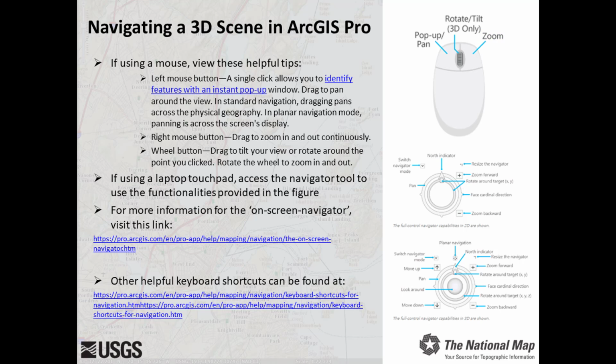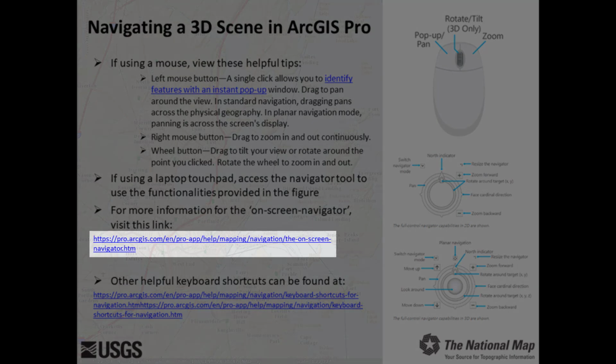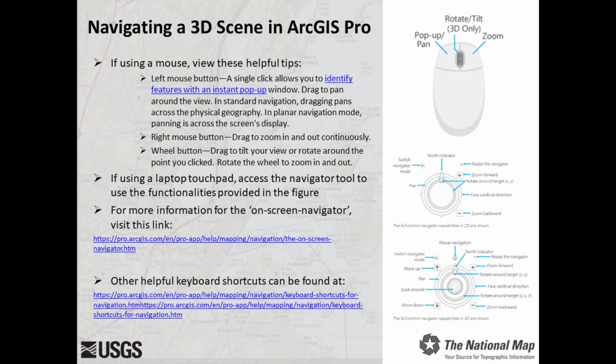If you are using a laptop pad without a mouse, access the on-screen navigator tool to control the tilt, pan, north orientation, and rotation around a target as shown in the slide. For more information for the on-screen navigator tool, visit this link. There are also very helpful keyboard shortcuts that can be found here.